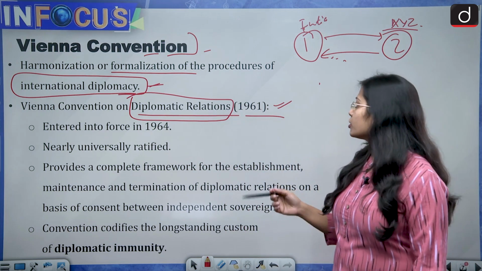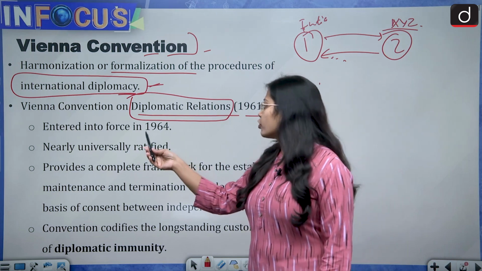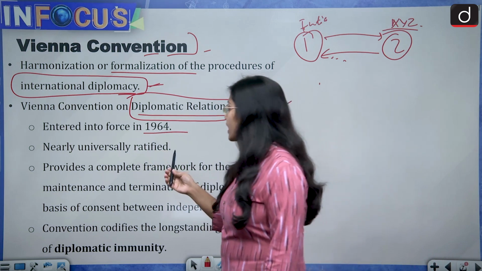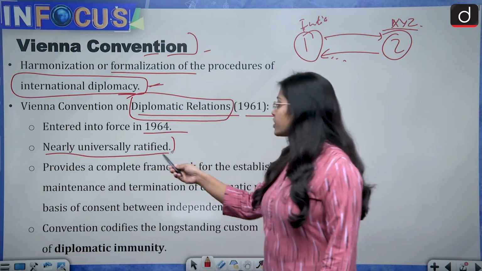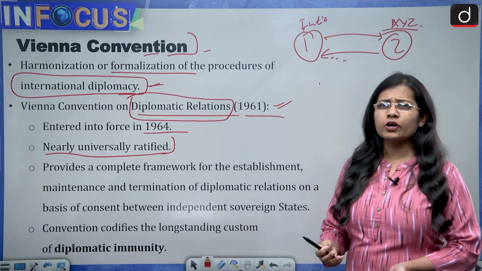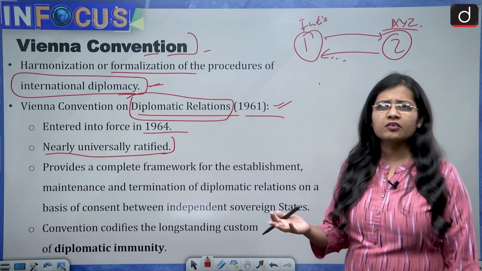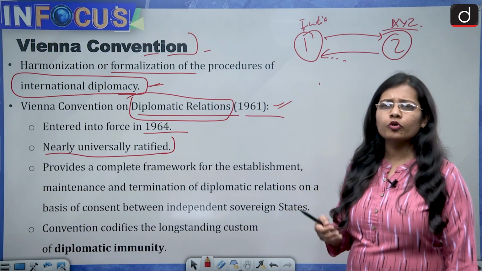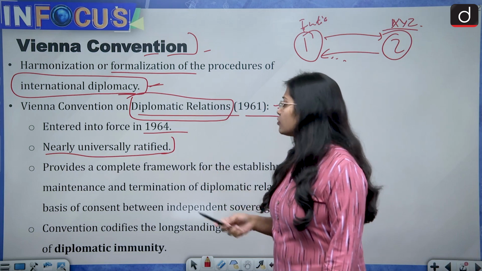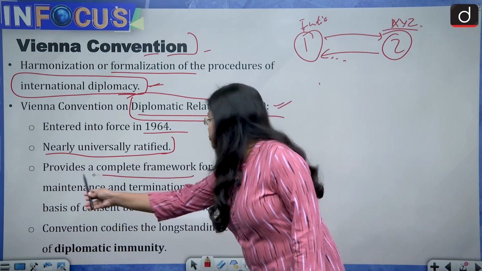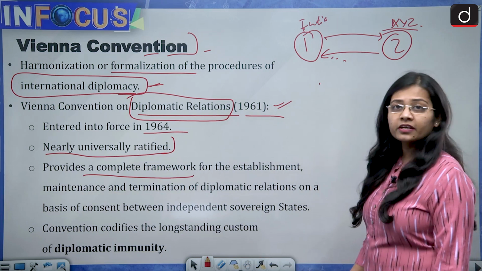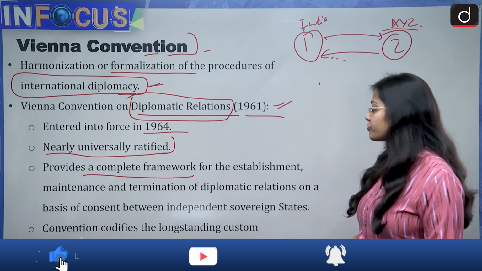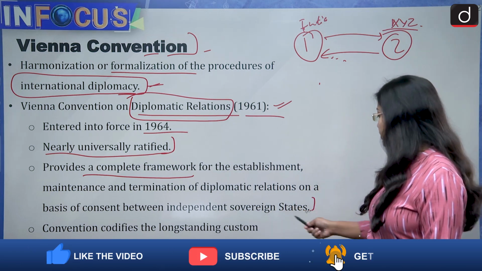The Vienna Convention on Diplomatic Relations came into force in the year 1964, and it is almost a universally ratified convention. Almost every country ratifies it except one or two. For example, South Sudan has not ratified this, and there are very few, I would say 3 to 4 more countries. And this also provides a complete framework for the establishment, maintenance and termination of diplomatic relations on a basis of consent between independent sovereign states.